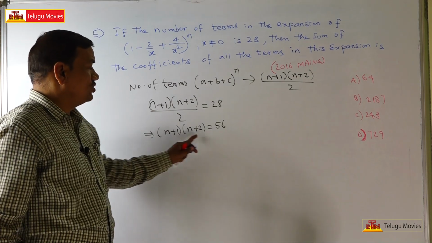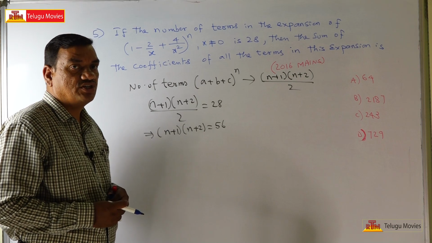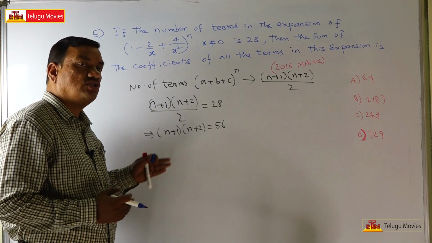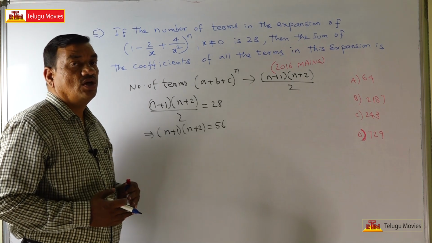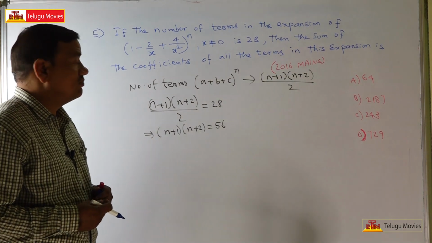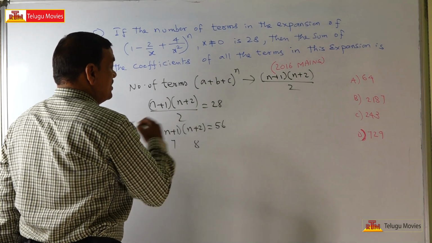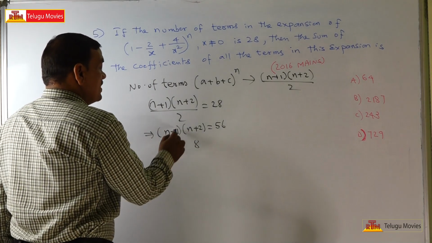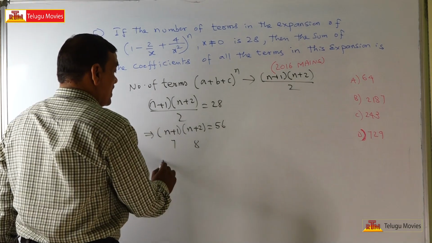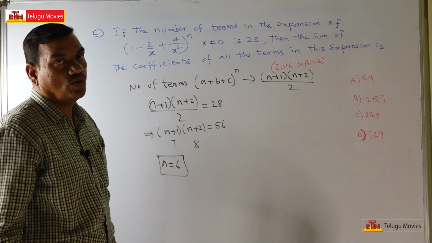If you observe, these two are consecutive numbers. Actually, you have to solve it, you will get a quadratic equation and solve for n. No need. If you observe, these two are consecutive numbers, and the product of two consecutive numbers is 56. If you observe clearly, this is 7 and it is 8. 7 8s are 56. That means n plus 1 is equal to 7. Therefore, n is equal to 6.